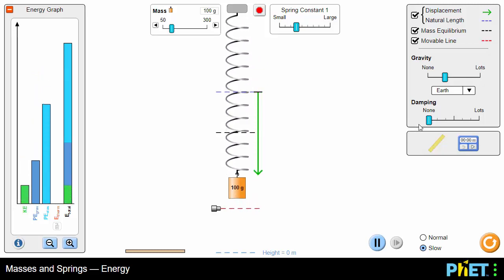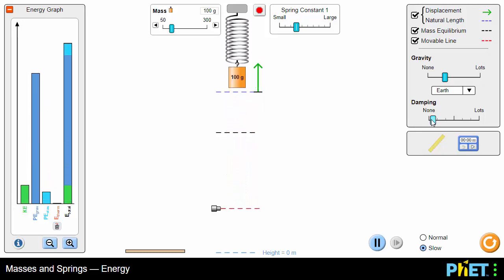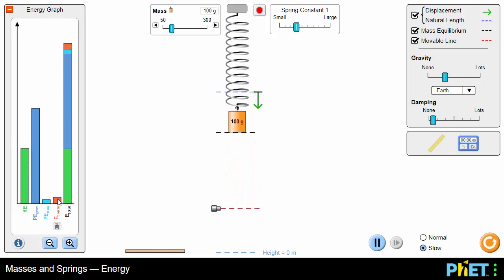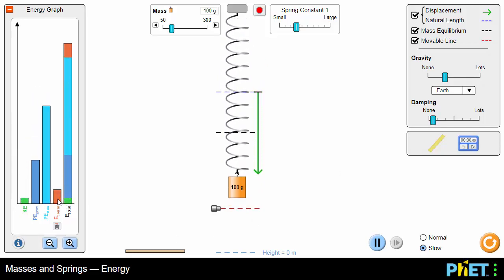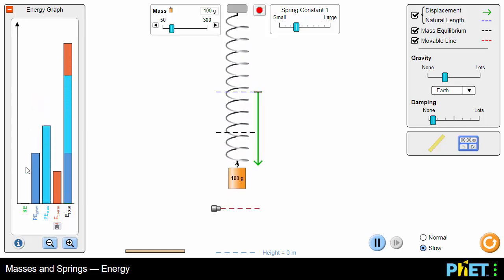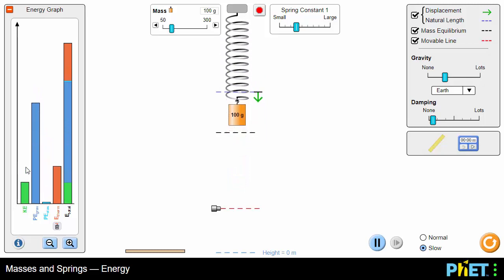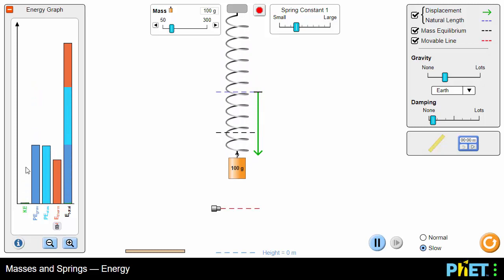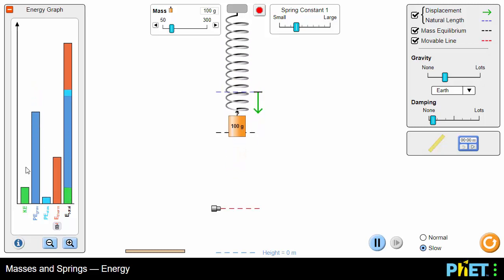So let's see what happens if we add a little bit of damping to the system now. And now you can see the thermal energy growing. And what I like about this is the thermal energy increases most quickly when the kinetic energy is at its maximum. And that makes sense because the only form of damping in this simulation is due to air resistance. And air resistance depends on the velocity squared.